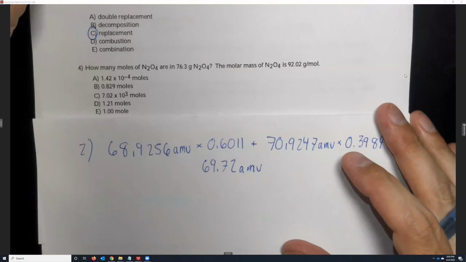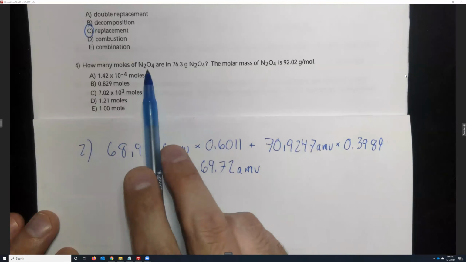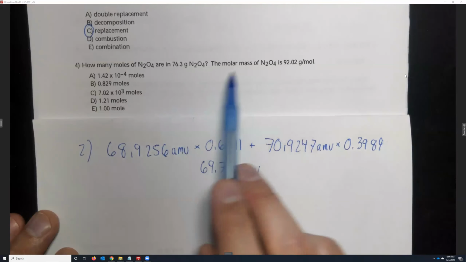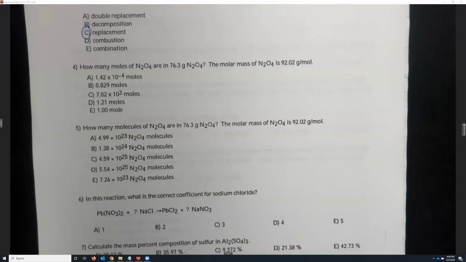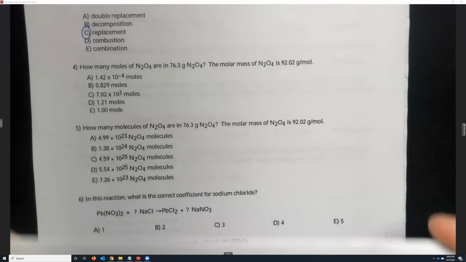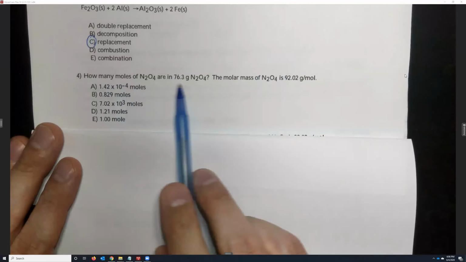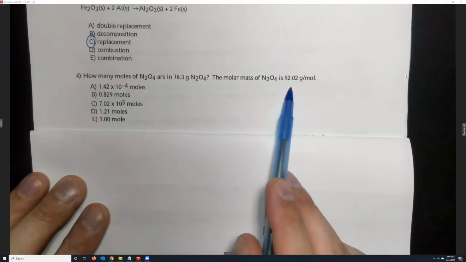The next one is how many moles of N2O4 are in 76.3 grams of N2O4, and then it gives us the molar mass. And I should have mentioned, if you have any questions at any time, just stop me, all right? Just put it in the chat or just talk. Just stop me, and I'll try to answer whatever question you have.